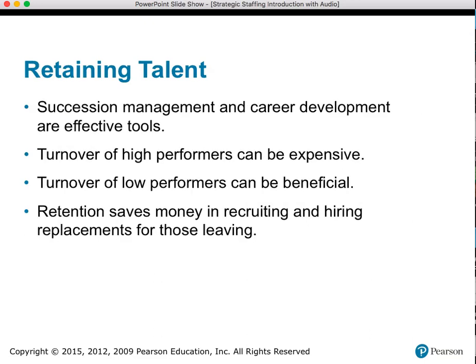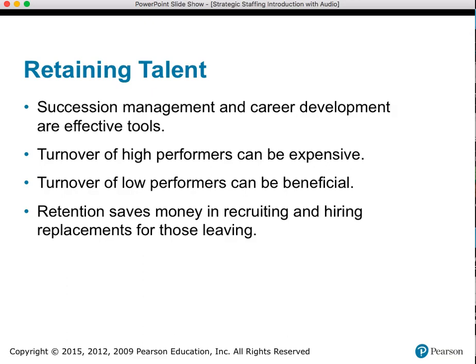The last staffing component, as we've discussed, was retaining talent. And retaining talent, of course, is a much larger concept. It involves succession management, career development, but it also means we need to focus on issues of turnover and why people leave companies. And I know that we spend a lot of time on that concept in Management 430, sort of what causes turnover, what are things that management can control, what are things that management can't control. The goal is to keep turnover as low as feasible.